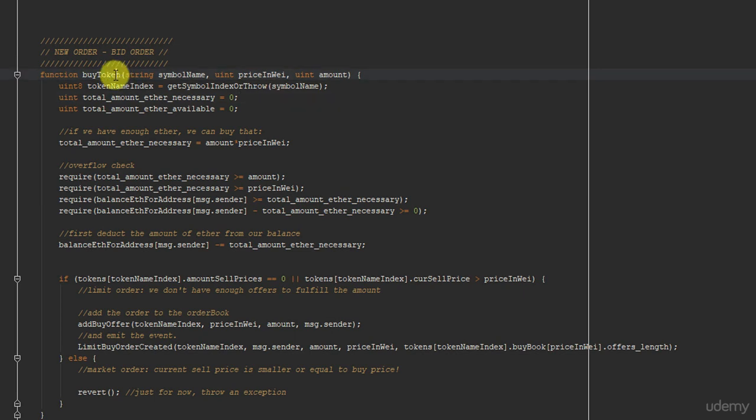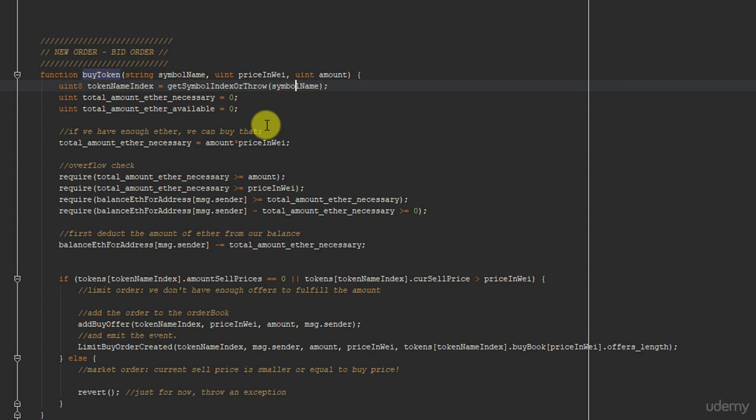And if you're calling the function buy token, then you can call it with a symbol name. And let's say I want to buy my fixed token for a price of, let's say, 500 Ether. And I want to buy 200 of my fixed token for 500 Ether. So first of all, obviously, I have to get from my symbol name to my symbol index, and I can call exactly the same function. I give it a symbol name, and it will return me the symbol index.